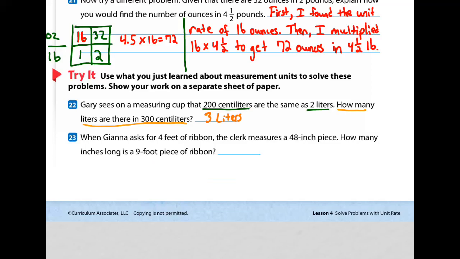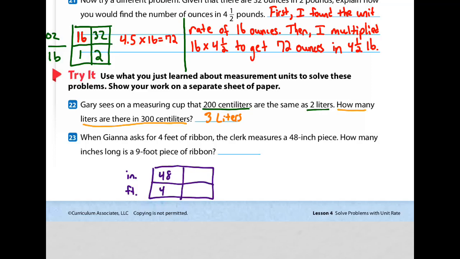All right, let's see how you did. It says, when Gianna asks for 4 feet of ribbon, the clerk measures a 48-inch piece. How many inches long is a 9-foot piece of ribbon? All right, so for this one, I'm going to find the unit rate. So I'm going to set up a little bit of a ratio table here, though, but a very small one. I like to have the bigger number on top too, by the way. So a 4-foot piece of ribbon is 48 inches. So I'm going to put inches on top, feet on bottom. It doesn't matter if you didn't. So 48 inches is 4 feet. Now the question wants to know 9 feet.